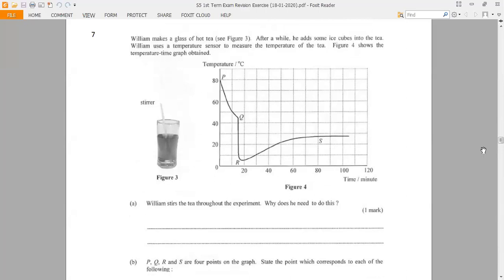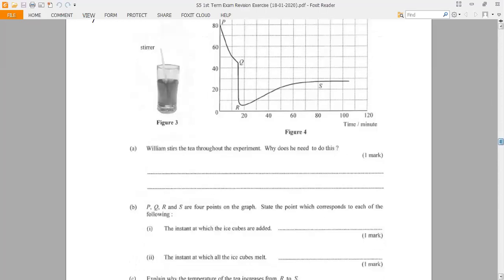Very simple, right? Because your thermometer can only measure the temperature around its bulb with the liquid. So if the water inside does not have a uniform temperature, there would be a discrepancy in the reading. Maybe the temperature is hotter around the thermometer, so you may have a wrong reading. Okay, this is the first part. In the second part, there are 4 points, P, Q, R, S. At which instant is the ice cube being added?